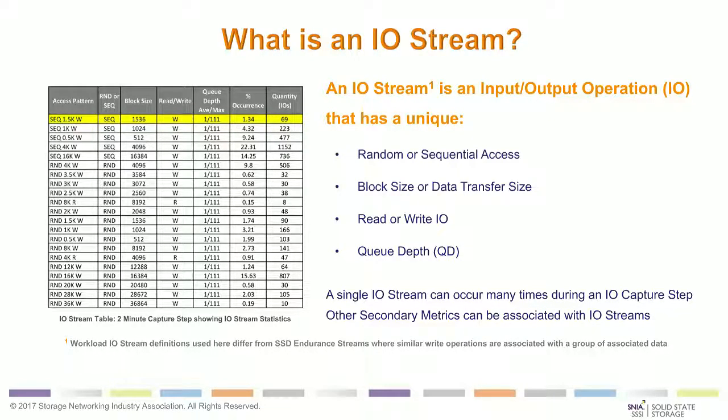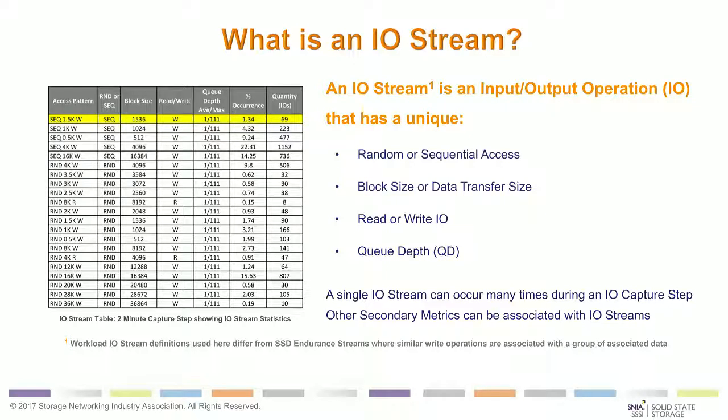When we say an IO stream, we're talking about an IO, or input-output operation, that is unique. It's unique in terms of its access, either random or sequential. It's unique in its data transfer size or block size. It's unique as a read or a write IO, and it also has a unique queue depth or number of users. So a random 4K write would be a single IO stream, and a random 4K read would be a second IO stream, and so on.